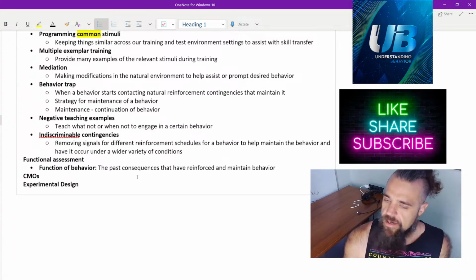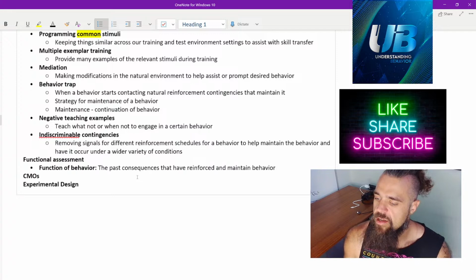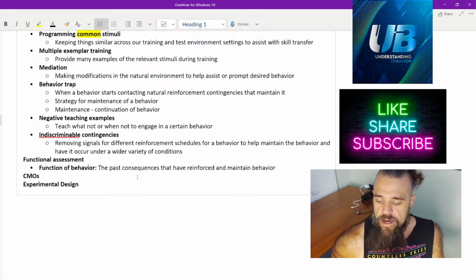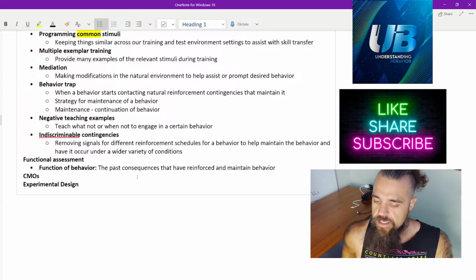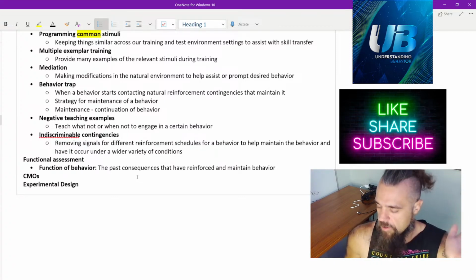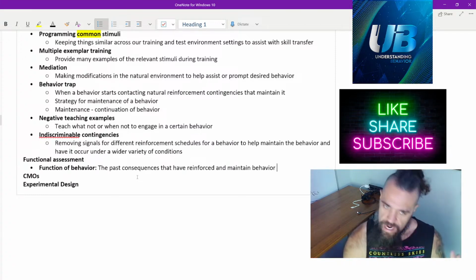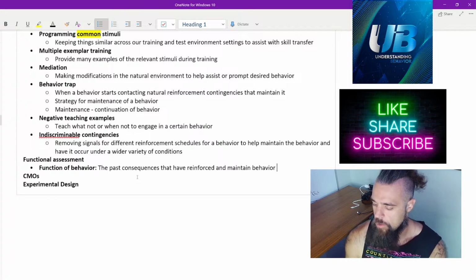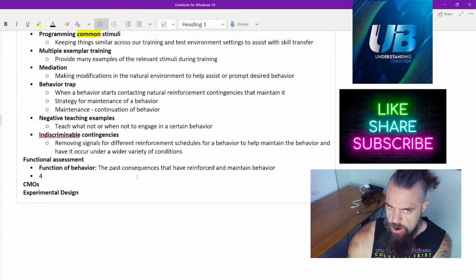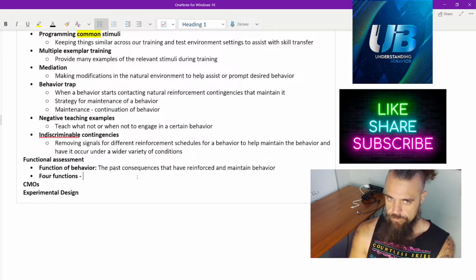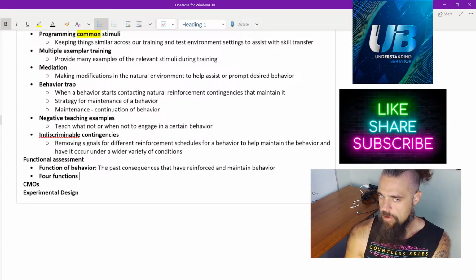So, for example, if I say something has an attention function, then it means the main thing that has kept this behavior going in the past is attention, and it's experienced a lot of attention, increasing the behavior. So we're always looking at the past consequences of behavior. We do have 4 functions of behavior. Can you guys list those out for me in chat? 4 functions. So I had 1 there. We had attention.